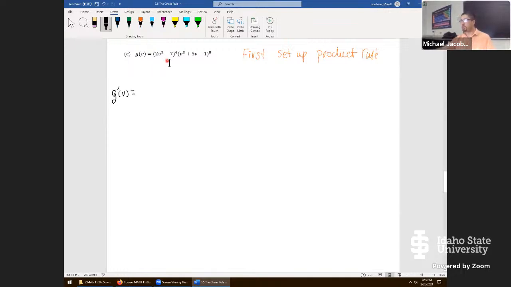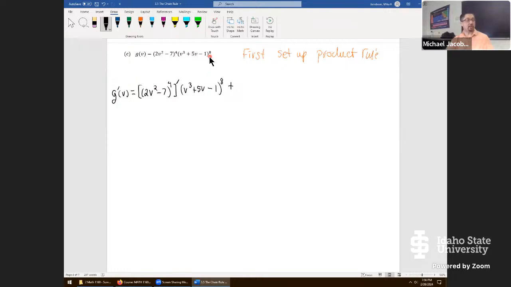is going to be equal to, instead of putting down the placeholders like we did before, I'm going to start writing it down like this. Derivative of the first function with a bracket, (2v squared minus 7) to power 4, and here's the prime. And what do we do next? We just copy in the second function. Still needs a parenthesis, (v cubed plus 5v minus 1) to power 8.